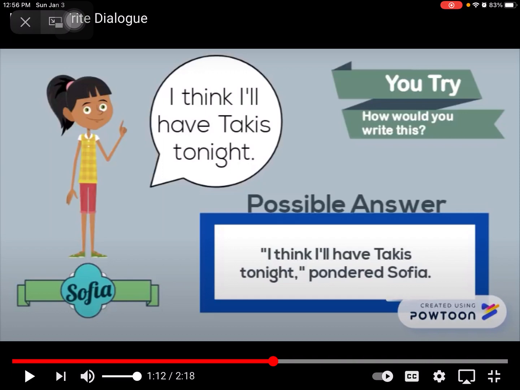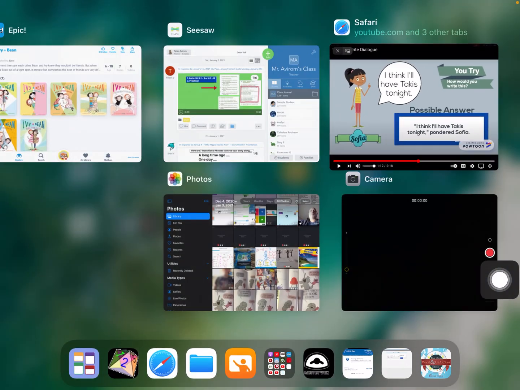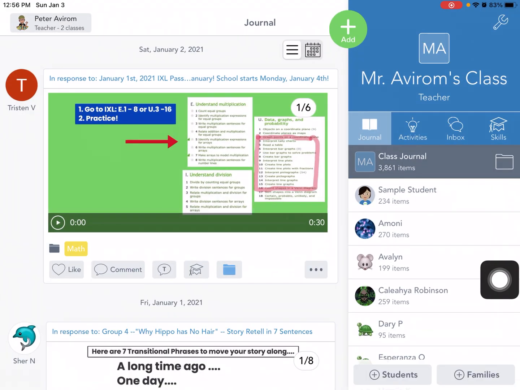We're going to practice having quotation marks, punctuation inside, and a speaker tag. Quotation marks, punctuation inside, and a speaker tag. Let's go to Seesaw to practice. So we're going to go to Seesaw.